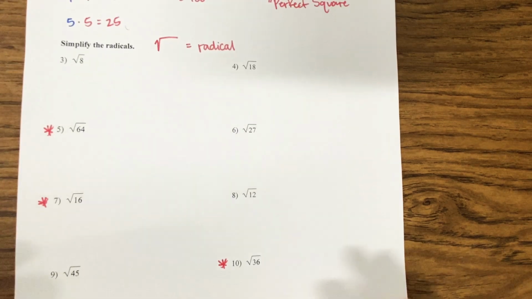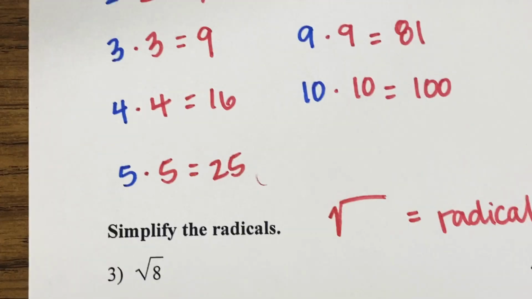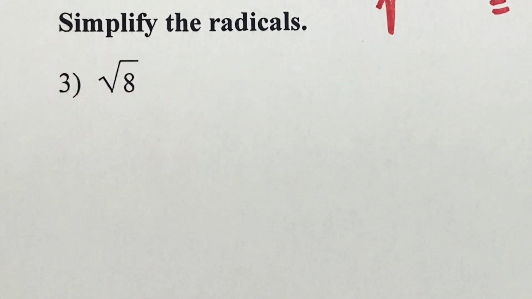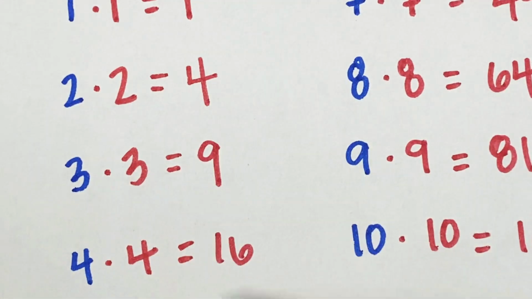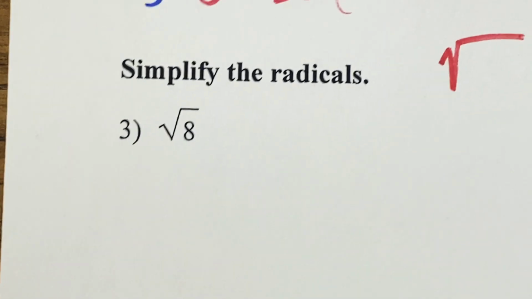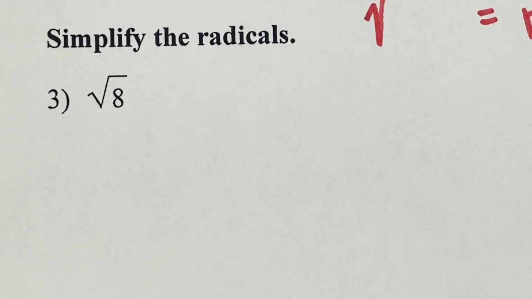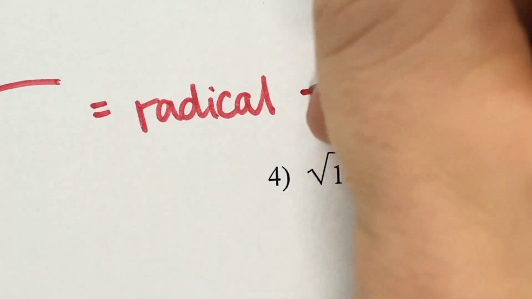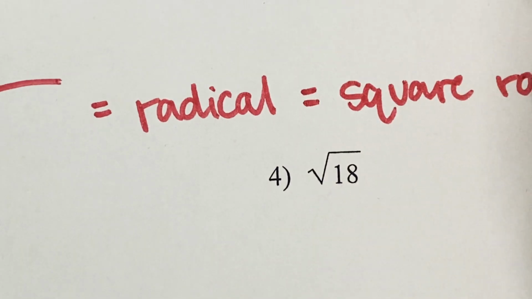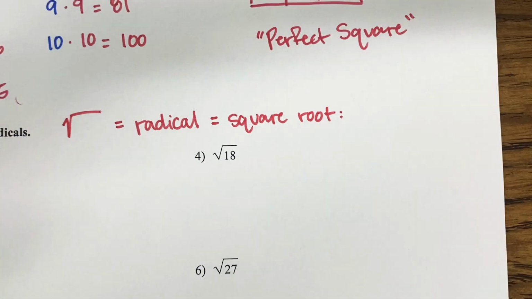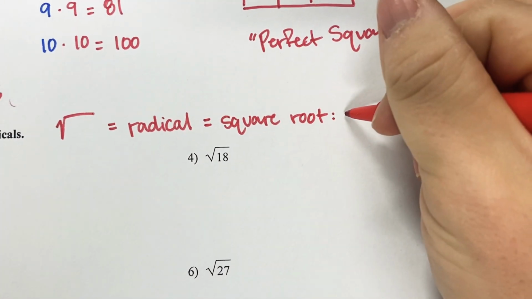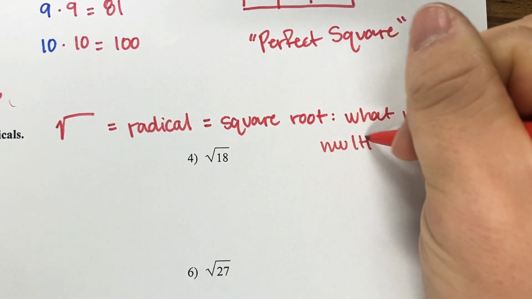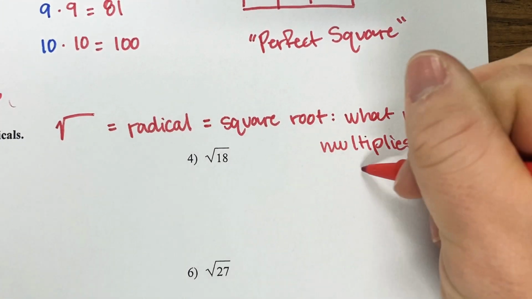But for now, we're going to learn how to simplify these when the number inside is not a perfect square. 8, for example, is not a perfect square, right? We don't see 8 anywhere on this list. It goes from 4 to 9. So we know that 8 is not a perfect square. So how in the heck are we going to square root it? Because that's the other thing this sign means. It's a radical, but it also means to square root it. And square root means, let me zoom this out, and I want you to write down this definition: what number multiplies by itself?